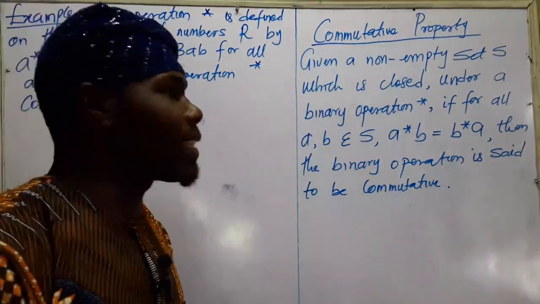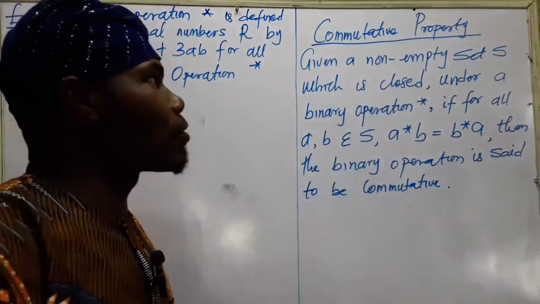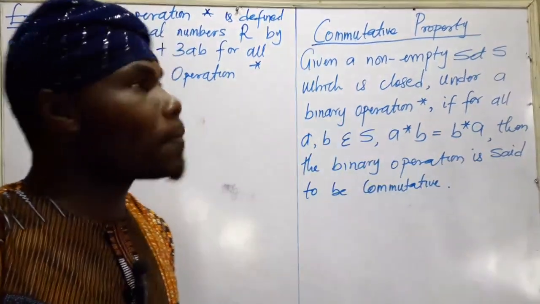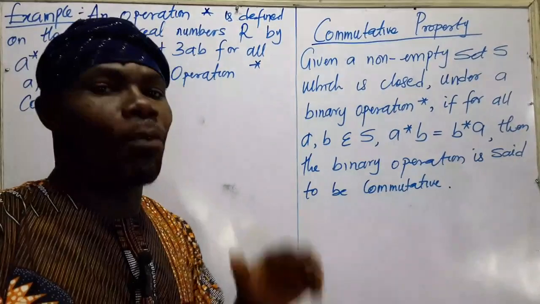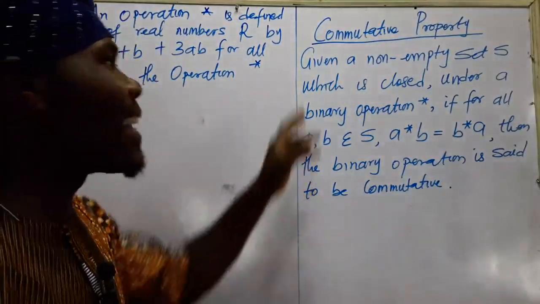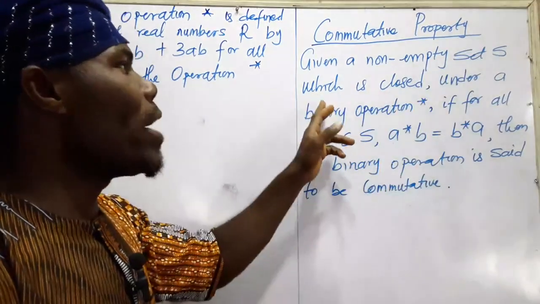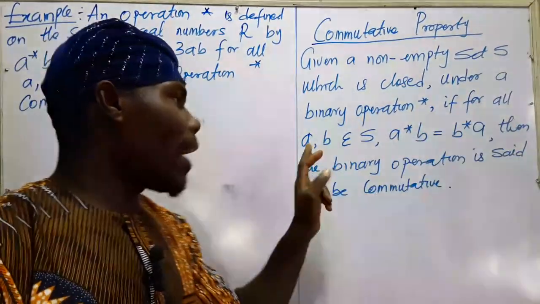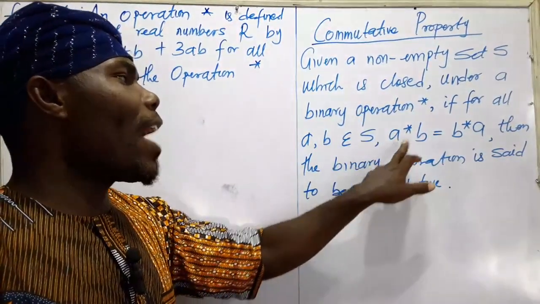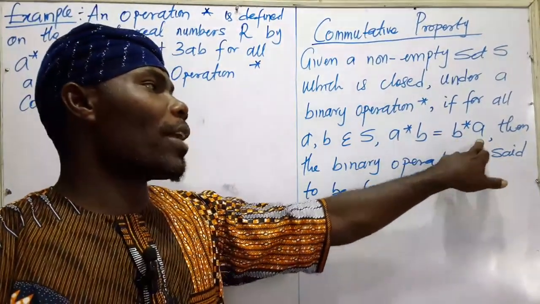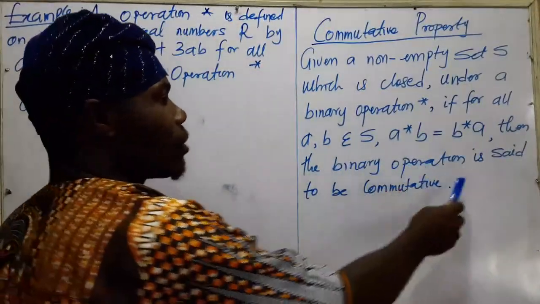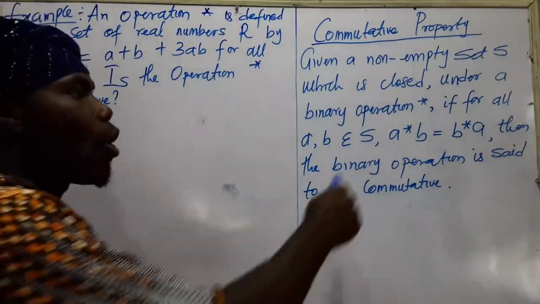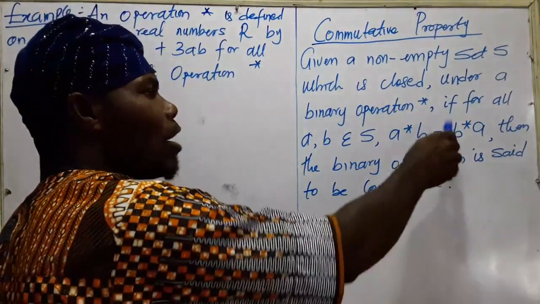Now, in commutative property, what is the meaning? These are the definitions of commutative property. In my previous video, I explained the closure property. But today, we are talking about the commutative property in binary operation. It says, given a non-empty set X, which is closed under a binary operation, if for all A, B elements of X, A operation B is equal to B operation A, then the binary operation is said to be commutative.